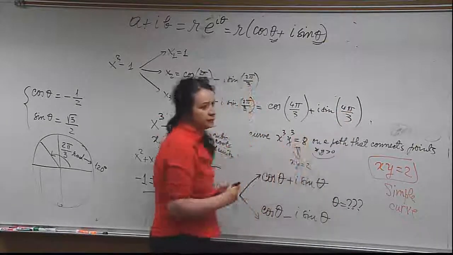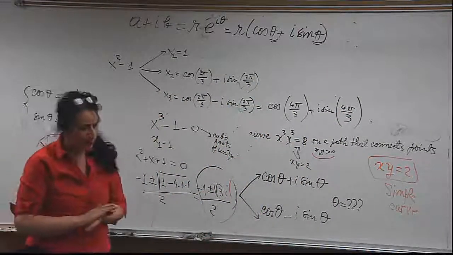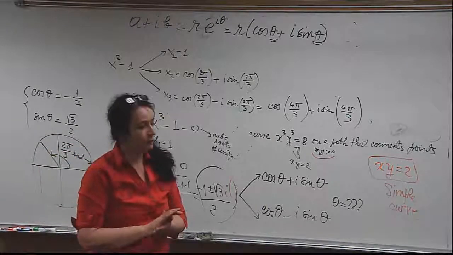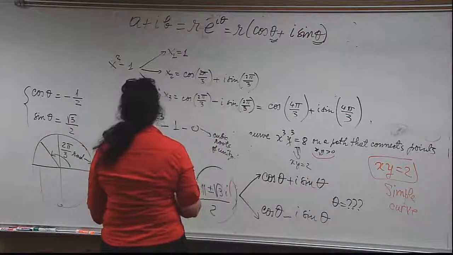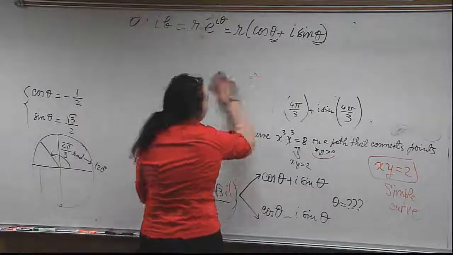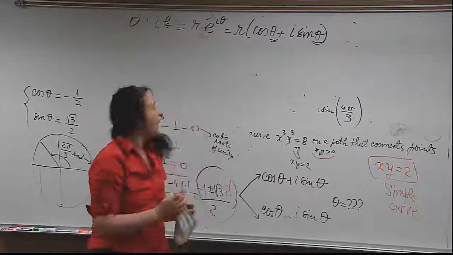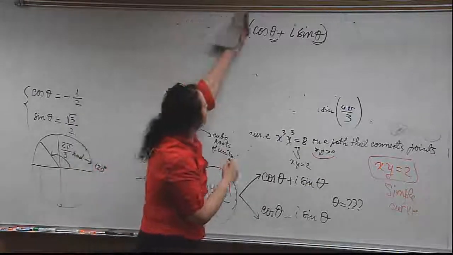Keep in mind these things with imaginary numbers, because in 3350 they will rely on you knowing these things. And then he applied Euler's formula out there. Oh yeah, by the way, this is called Euler's formula.